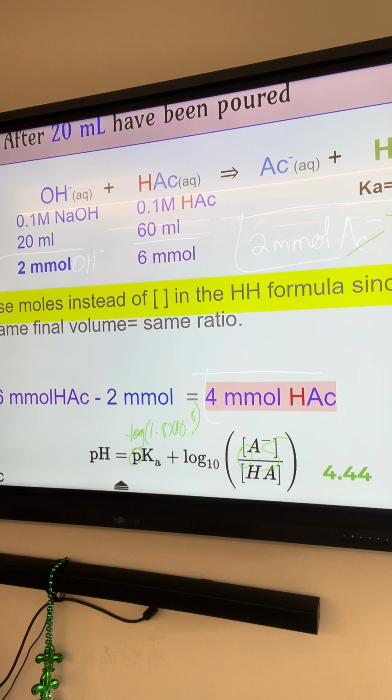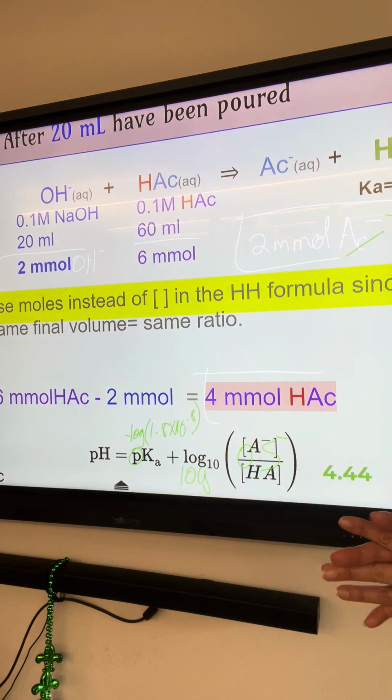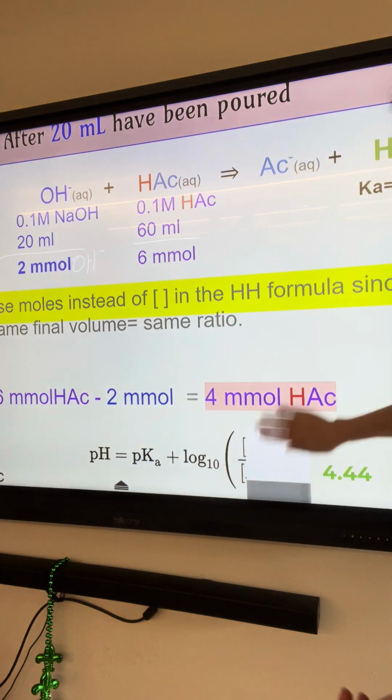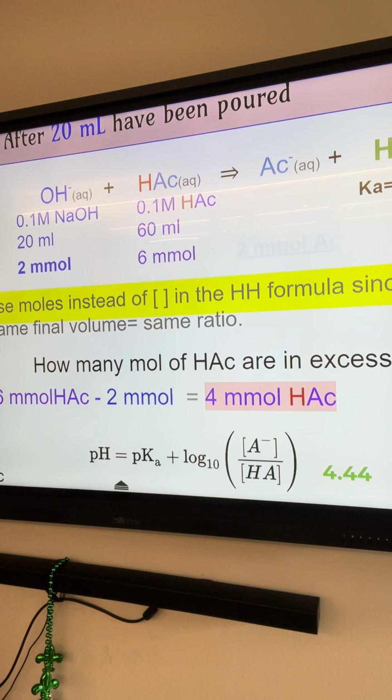LOG is base 10, so the button that you see as LOG in your calculator is base 10. The other one is the natural log, and it's LN, a different button. Everybody got that? Okay, now let's move to the next point. What's the final answer? 4.44. Actually, 7.44.